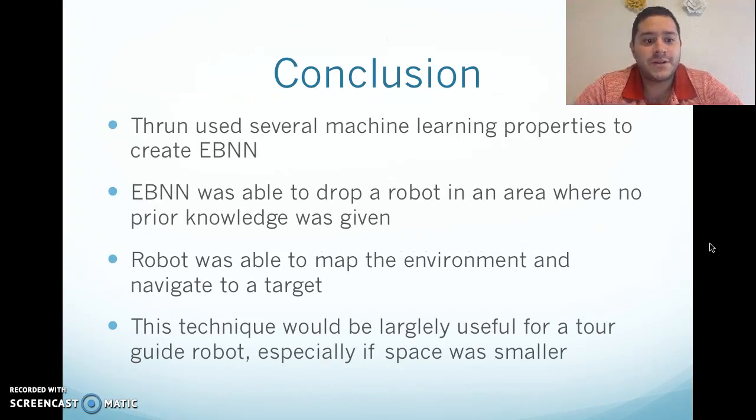So in conclusion, Thrun used several machine learning properties to create this EBNN algorithm, and he was able to drop a robot in an environment where no prior knowledge of the environment was known, and it was still successfully able to map the environment and navigate around obstacles and through the environment to find a target. And this technique, in my opinion, would be largely useful for a tour guide robot if the space was smaller, say, just the Devon atrium. And that's it.